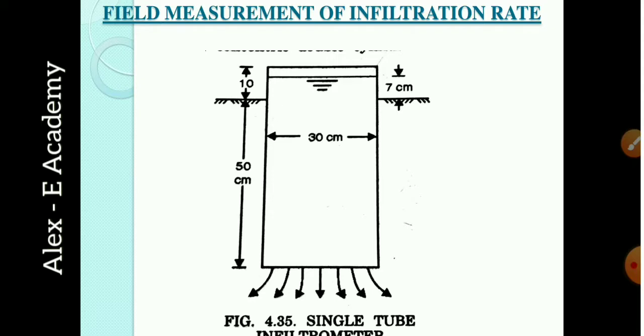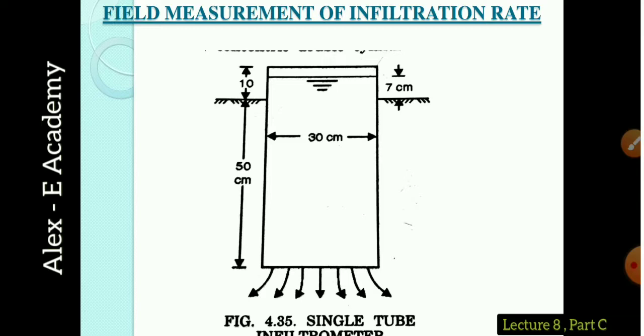This is a typical figure showing the dimension and the arrangement of a single tube infiltrometer. It consists of a hollow cylinder of 30 centimeter diameter and 60 centimeter length with both ends open. The cylinder is vertically driven into the ground such that 10 centimeter of the tube is above the ground level. Water is added in the tube and a constant water level is maintained such that a head of 7 centimeter is maintained above ground level.